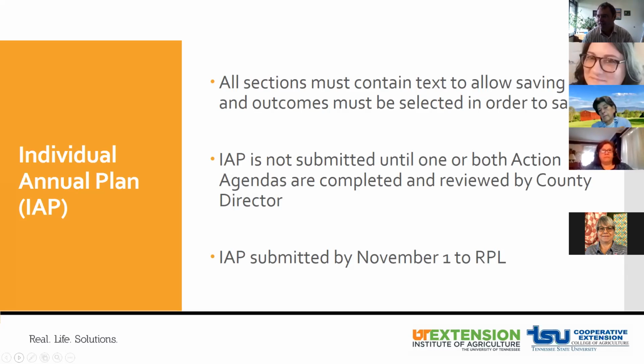The IAP can't be submitted until both of the action agendas are completed, if you do two, or a single action agenda is completed. And of course, it has to be also reviewed by the county director. So we do submit them, and the first time they go straight to the county director, and then they can either be forwarded on and approved and go to the region program leader, or they can be returned with some comments to the agent to do some edits. And so we want to try to have those in by November 1. And we know that we're a little later than normal with this training, so let's do the best we can and see if we can get those approved fairly quickly this fall as we get into early November. So we're looking forward to getting started on that and getting to 2021.